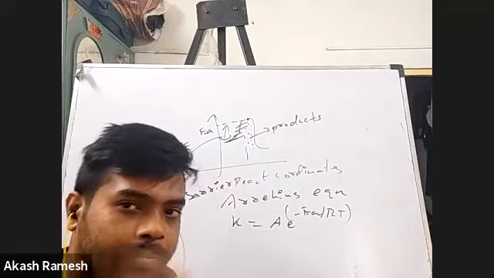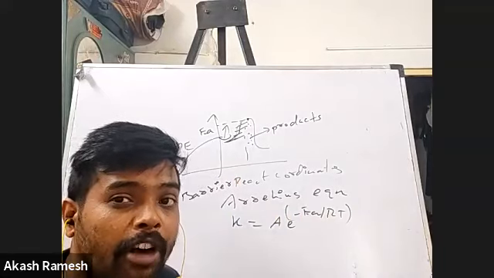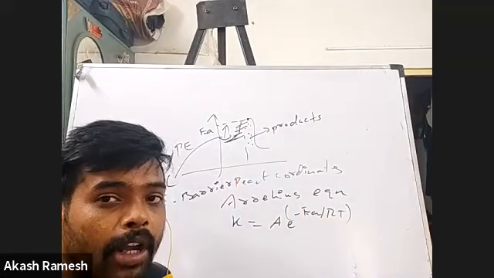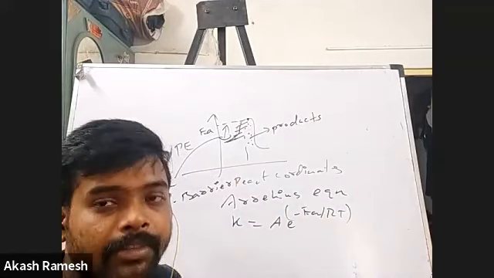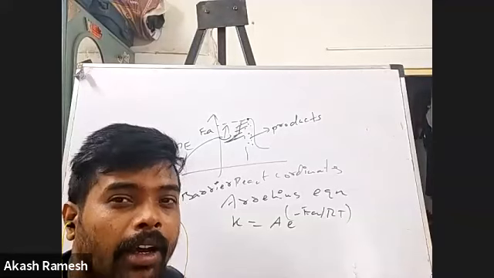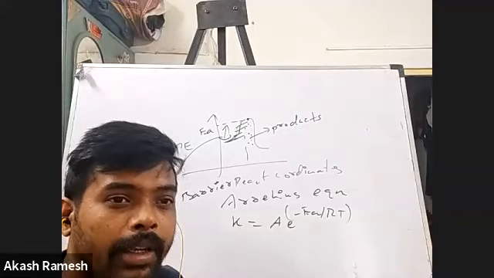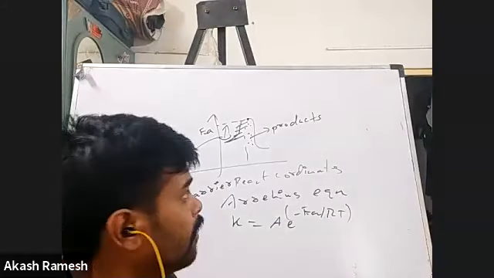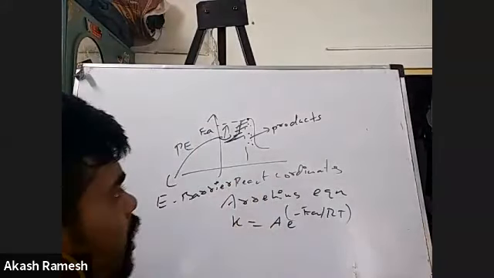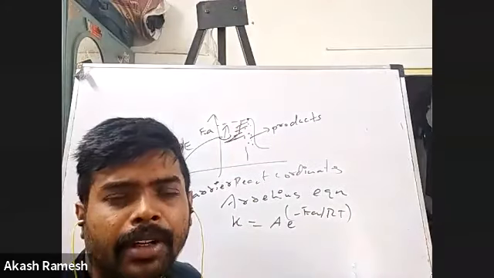Obviously, after that point, when the product formation starts, if you supply energy, the rate of the reaction is actually going to decrease. Understood, right? Fine. So from this energy profile diagram, I told you there can be a lot of information which you can get.